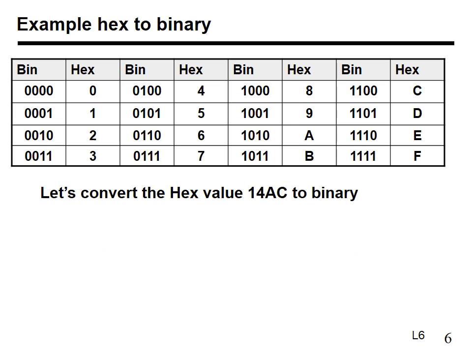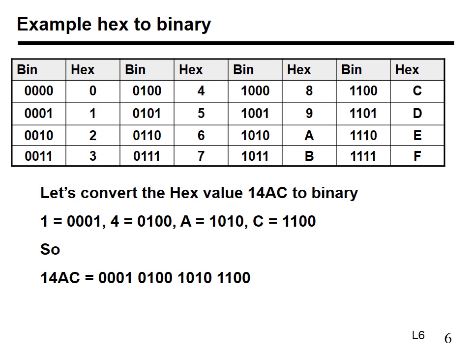If we want to go the other way, it's just as simple. Let's say we want to change the hex value 14AC into binary. All we've got to do is check the chart. 1 hex is equal to 0001 binary, 4 is equal to 0100, A is 1010, and C is 1100. So 14AC is equal to that binary number. So converting between these is very, very simple, which is why we like hex. It allows us to represent large binary values as much shorter hex values, and changing between them is trivial.